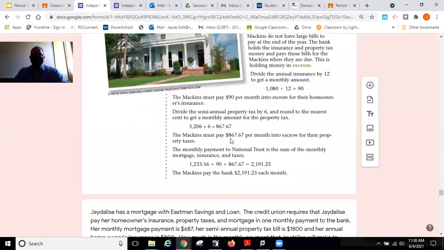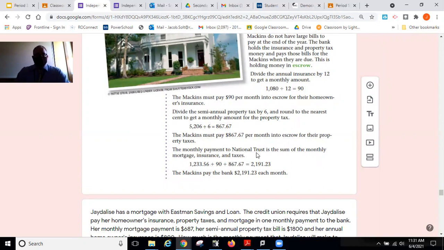Okay, well, the Mackins must pay $867.67 per month into escrow. Again, the bill's only due every 6 months, but the bank wants the Mackins to pay it in monthly installments. That way the bank is always assured that the money is there and it will get paid. So the property taxes are going into escrow. The bank's holding on to that. We'll pay the property taxes off once the Mackins get up to whatever they need.